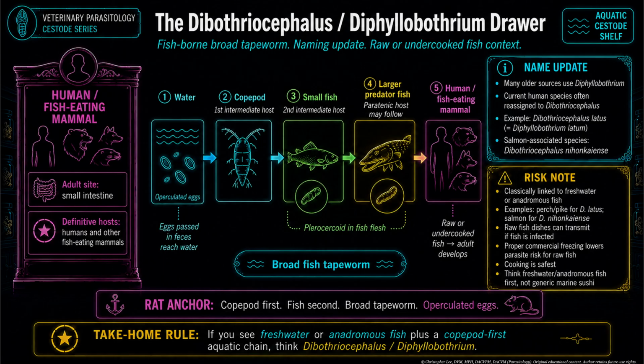D. nihonkaiense is associated with anadromous Pacific salmon, so raw salmon can be a transmission route. The risk depends on the parasite, not the menu font. Proper commercial freezing lowers parasitic risk, and cooking remains safest.